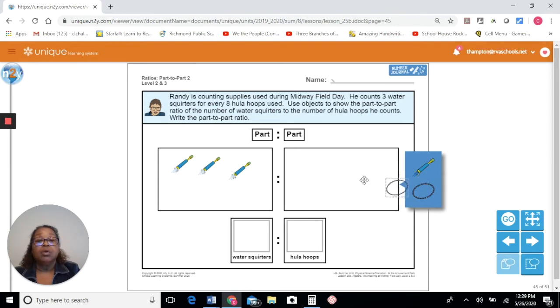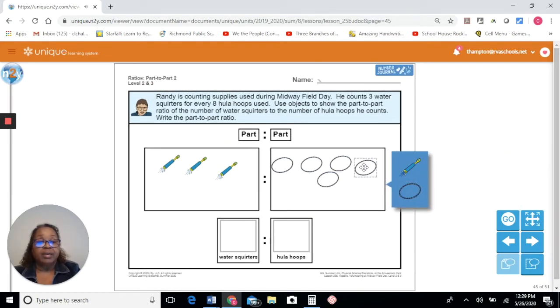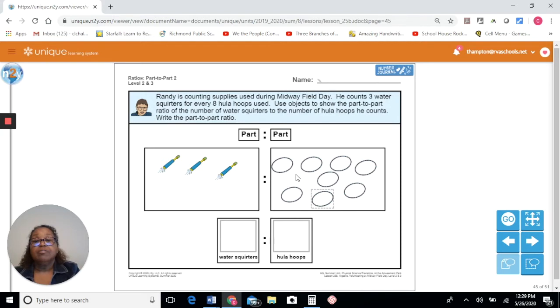The second part, 1, 2, 3, 4, 5, 6, 7, 8. Okay? For every 3 water squirters, there are 8 hula hoops.